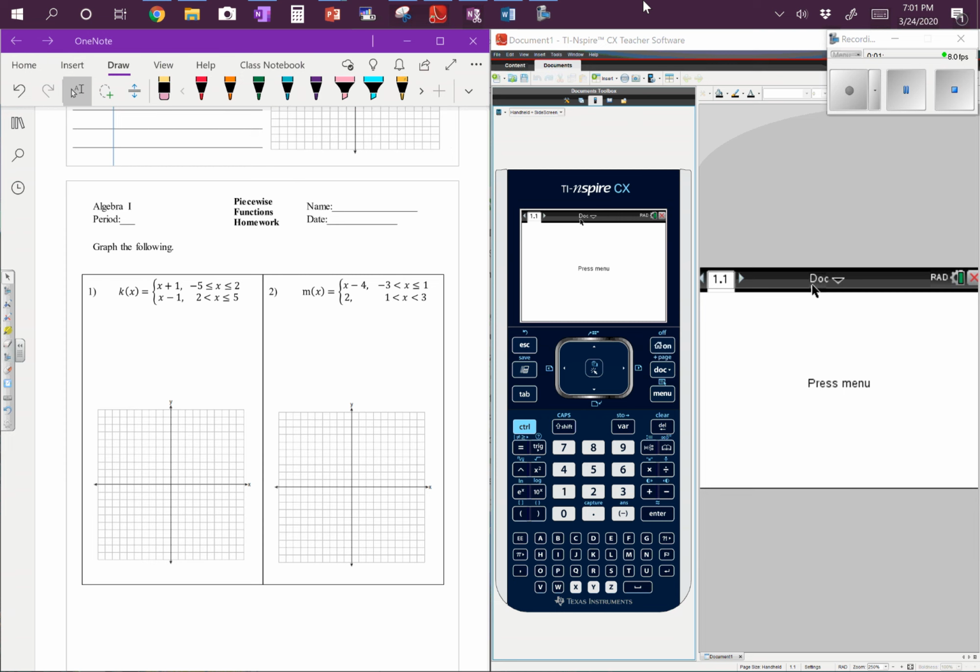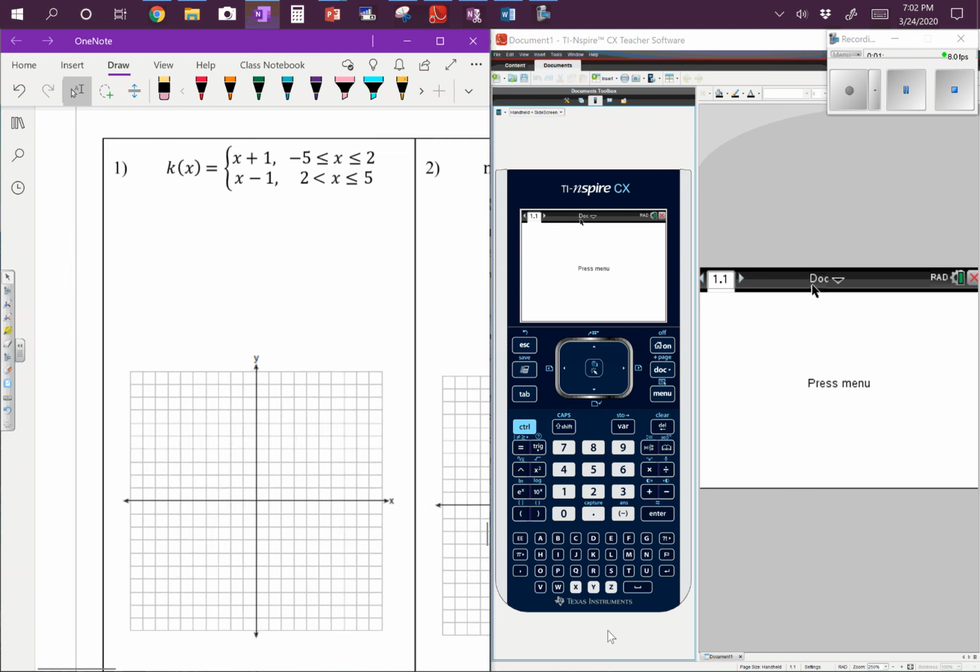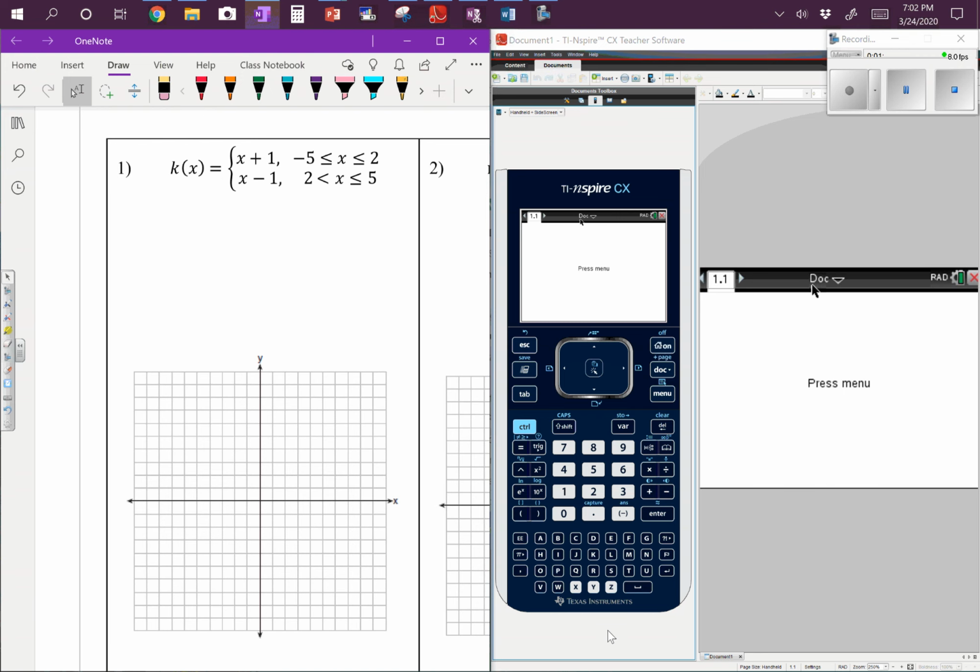Okay, so let's take a look at this piecewise function homework, and I want to talk to you about this first one right here. So we are going from -5 to 2 and then 2 to 5, and we are doing x plus 1 and x minus 1. Now, you could do the charts, or I'm going to show you a shortcut on your calculator.